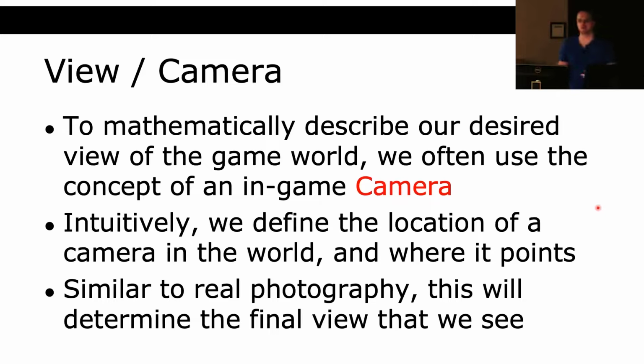Now, an actual view has a few more parameters in it. I can define where the camera is and where it's pointing, but maybe also some parameters of the camera, like how big the field of view is. If it's a lesser field of view, then I'm sort of zoomed in. If it's a bigger field of view, then I'm sort of zoomed out. This would be equivalent to the focal length of a camera in actual photography.